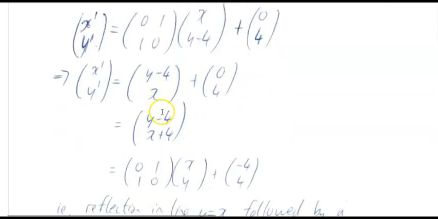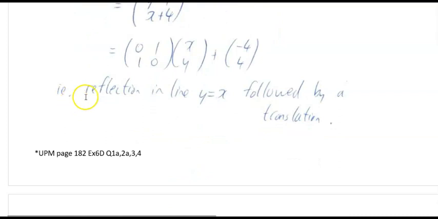Sort that out again, and you'll get down to this point. And then here, minus 4, 4 is the easy bit. Just put that in as a translation vector to be added on. And this thing should be the same as your original reflection matrix, and that's it. So this thing is equivalent to a reflection in the line y equals x followed by a translation.